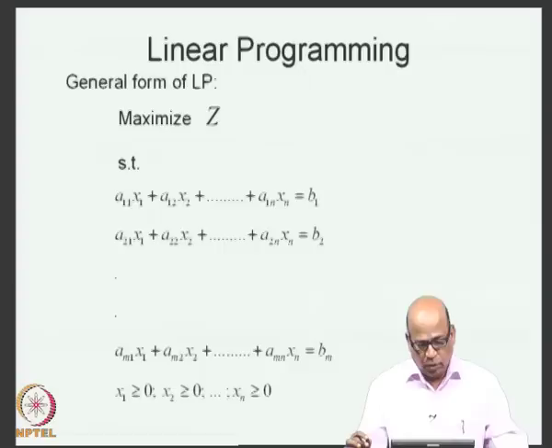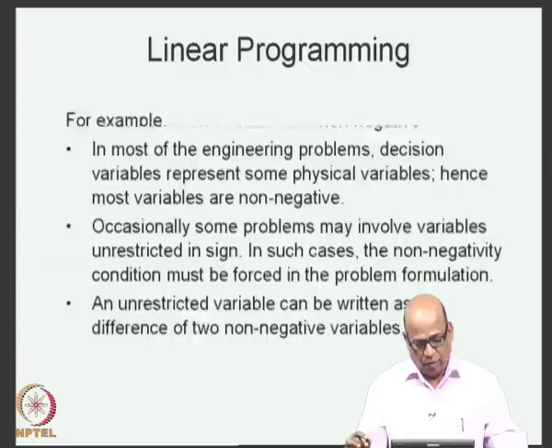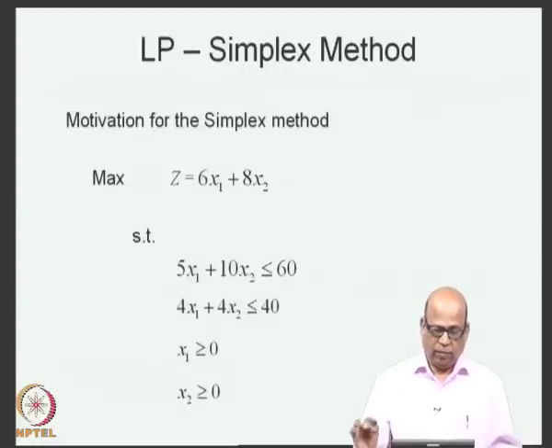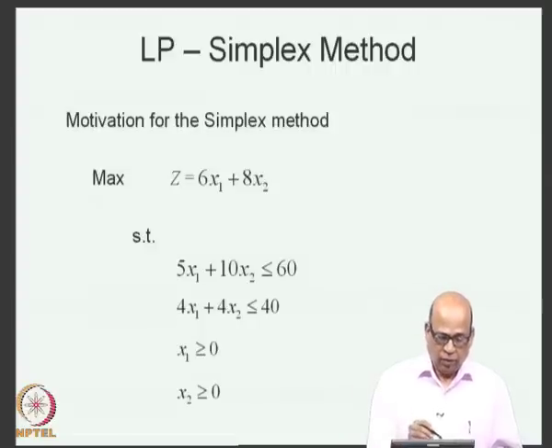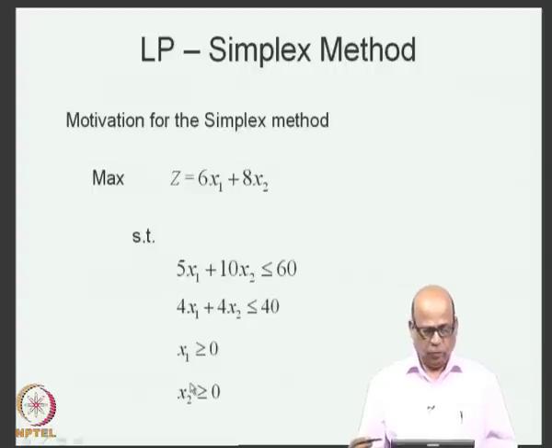So, we will go to the motivation for the simplex problem now. Again, starting with a simple graphical solution. Let us say that you take a problem: maximize z is equal to 6 x 1 plus 8 x 2, subject to 5 x 1 plus 10 x 2 less than or equal to 60, 4 x 1 plus 4 x 2 less than or equal to 40, and x 1 and x 2 both are non-negative.